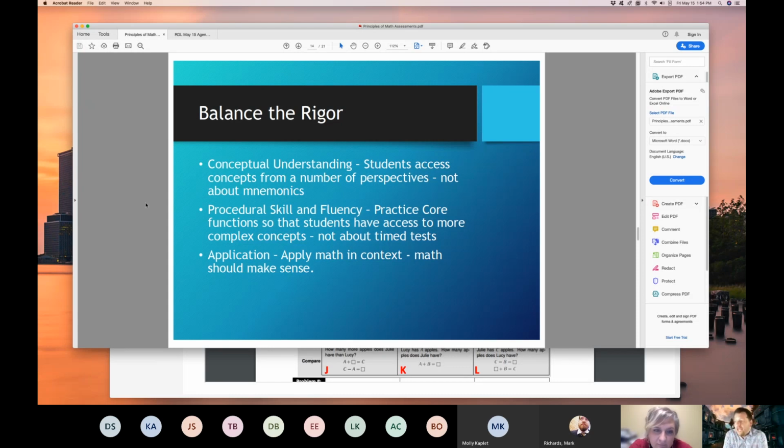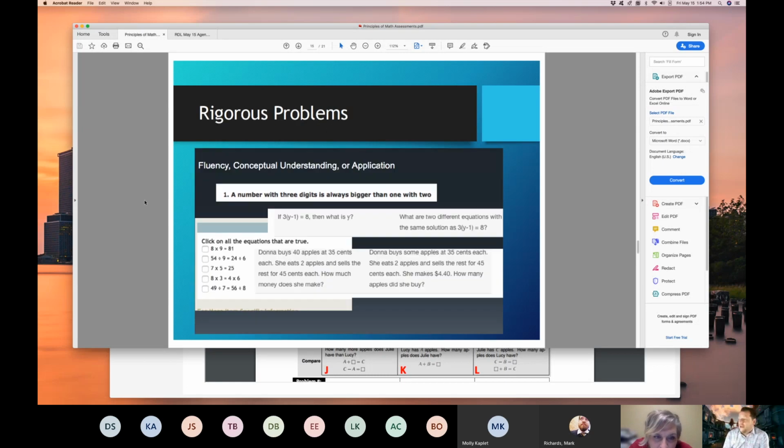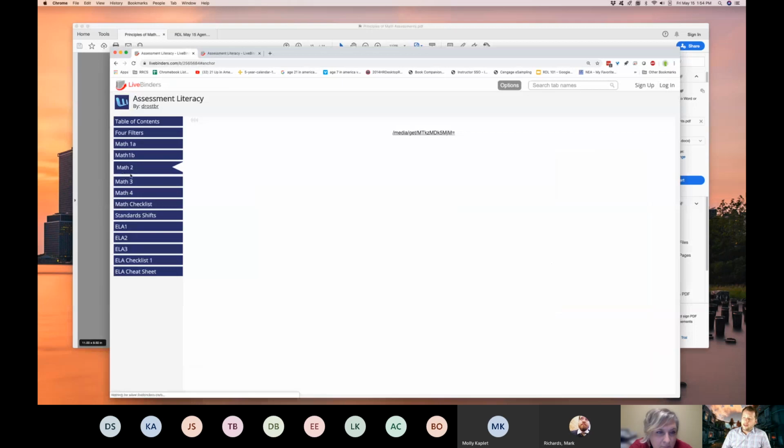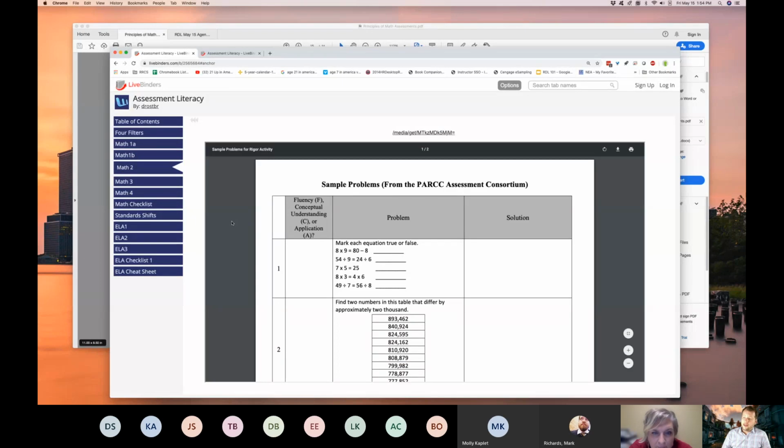And then from there, it's the application piece. It's about applying the math in context. And so with that, we have this concept of what are called rigorous problems. So I'm going to head back to the live binder here, and this time I'm going to click on Math 2. In Math 2, it's going to bring you sample problems, and then, oh, there's a curse word there, from the PARC Consortium.